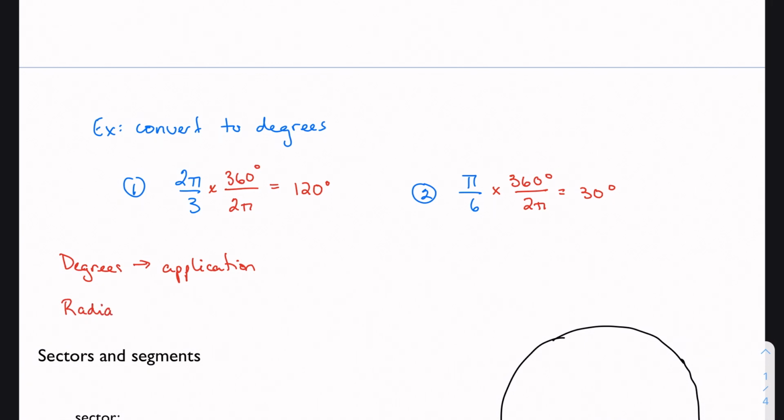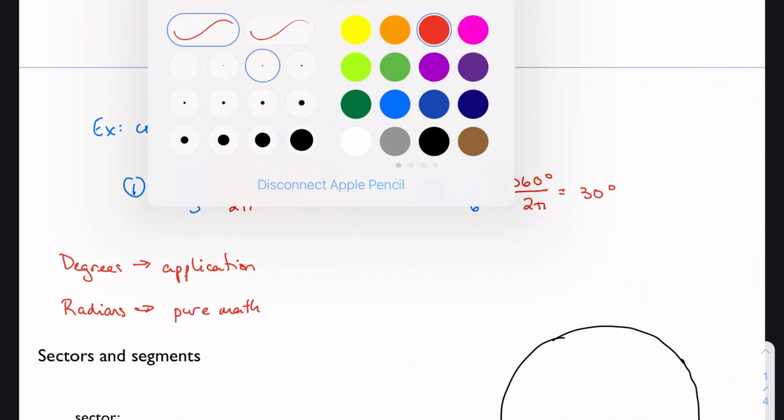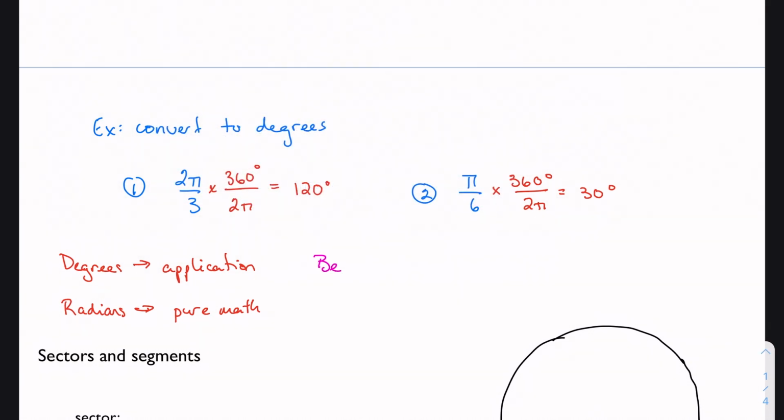Radians tend to be more important in pure mathematics. Once we start talking about graphing trigonometric functions and applying those, radians become much more the standard. Your calculator has both options, so be careful. Make sure your calculator or your GDC is in the appropriate mode. All right, just be careful.